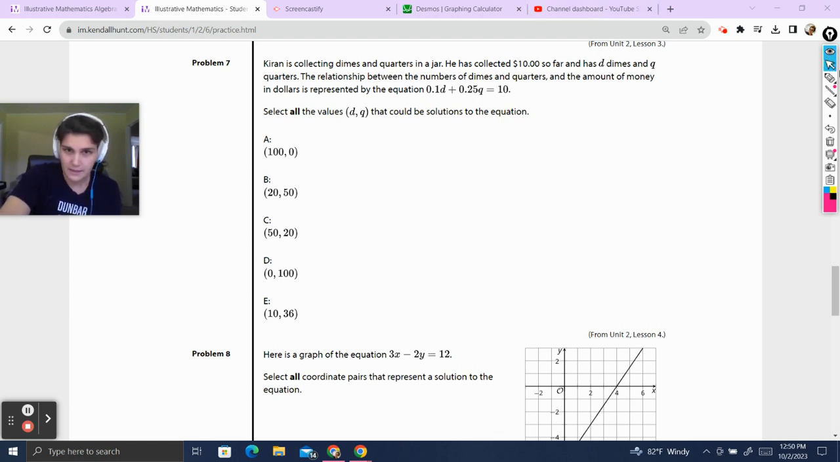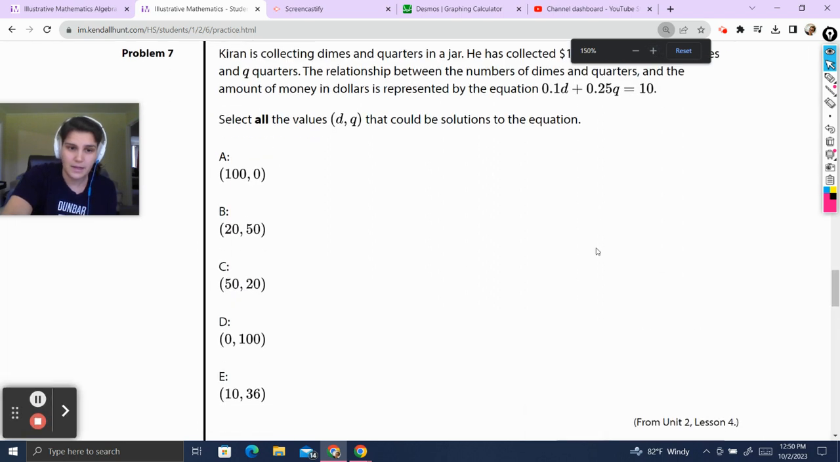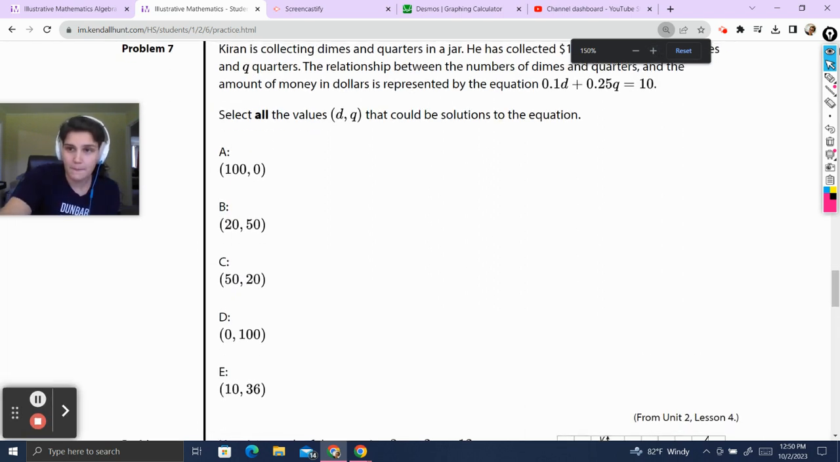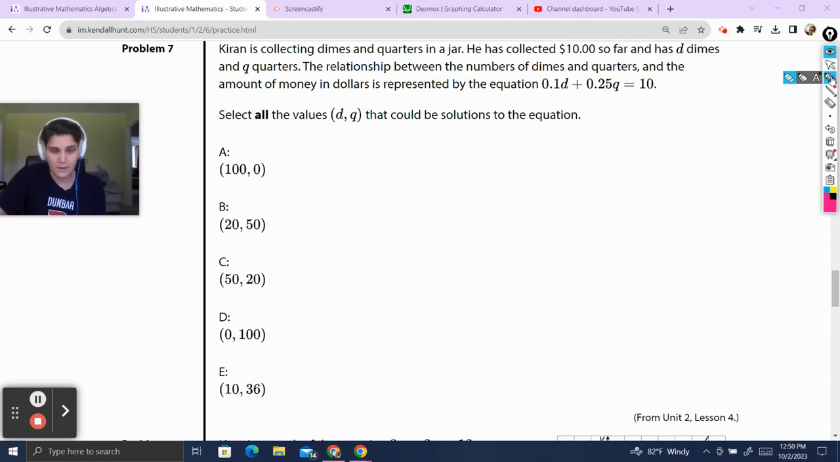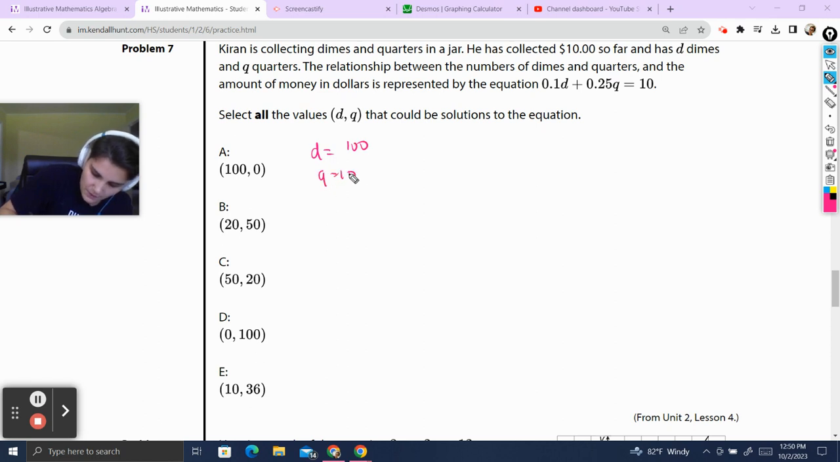So in this case, we have a value for D and a value for Q. And it tells us the order, D, Q, which is helpful because sometimes when it's X comma Y, we can always assume X comes first and Y comes second. But here, we're going to say D is equal to 100, Q is equal to 0. Not 10, it's going to be 0. And we're going to say, does this make our equation true?